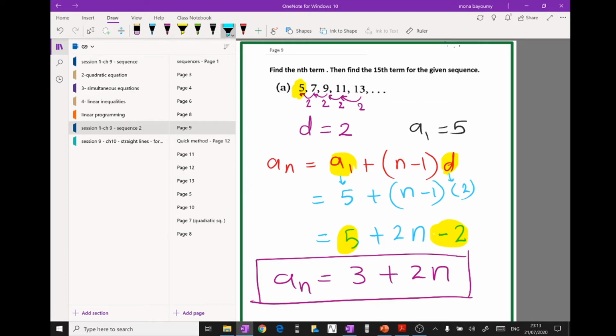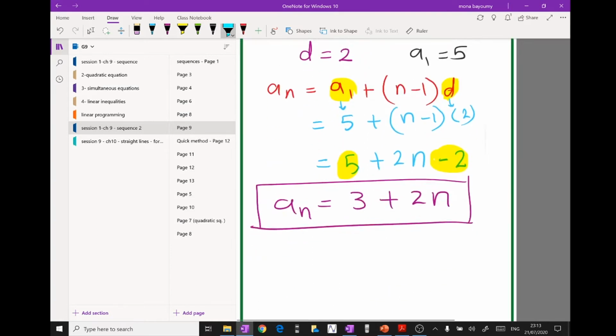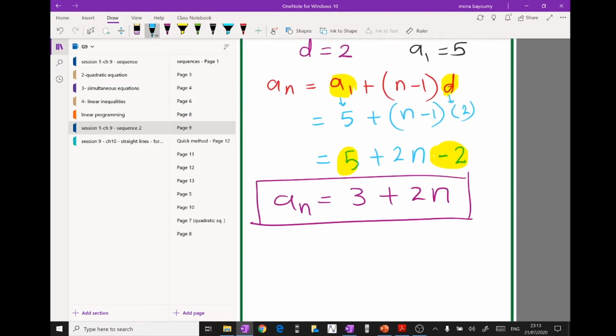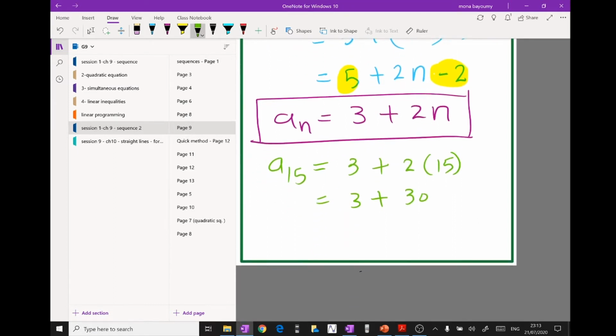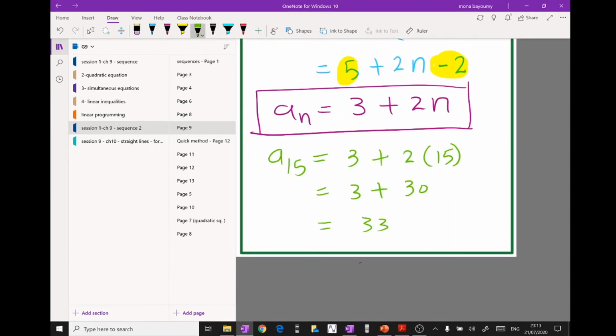We'll find the 15th term. To find the 15th term, I will find A15, which is equal to, just substitute n by 15. A15 means n equals 15. So 3 plus 2 times 15. It is equal to 3 plus 30, which is equal to 33. So A15 equals 33.